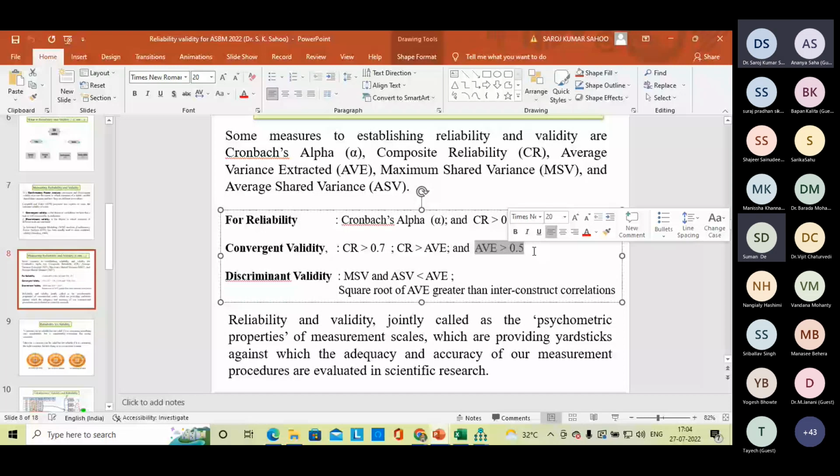the underlying indicators are significantly converging into their respective constructs. So construct validity is proven in one angle. All of you understood? Any problem till now? Anybody facing any problem?